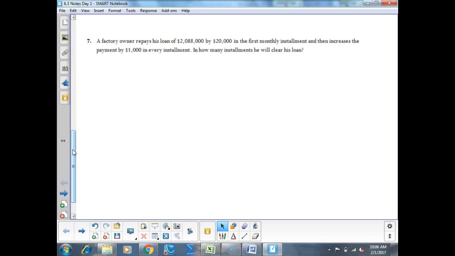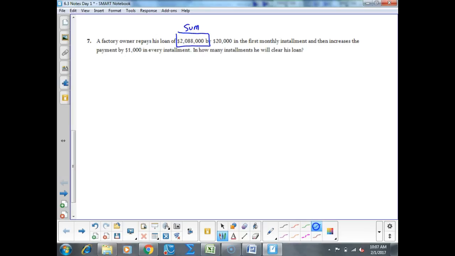At the very end, when you are all paid up, is that last payment going to be $20? No, because you don't owe me $20 at that last date. So $2,088,000 is not the last payment. It's the total that the factory owner borrowed, right? So that then is the sum of all the payments.